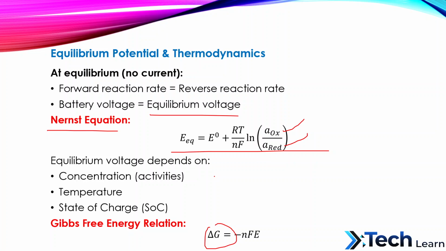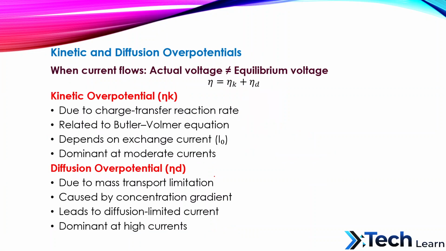However, when current flows, the battery is no longer in equilibrium. The actual voltage deviates from the equilibrium value due to the overpotential. When no current flows, the battery voltage equals the equilibrium voltage given by thermodynamics. But when current flows, the system moves away from equilibrium. The difference between the actual voltage and the equilibrium voltage is called the overpotential. This overpotential has two main components. First is kinetic overpotential. Second is diffusion overpotential.